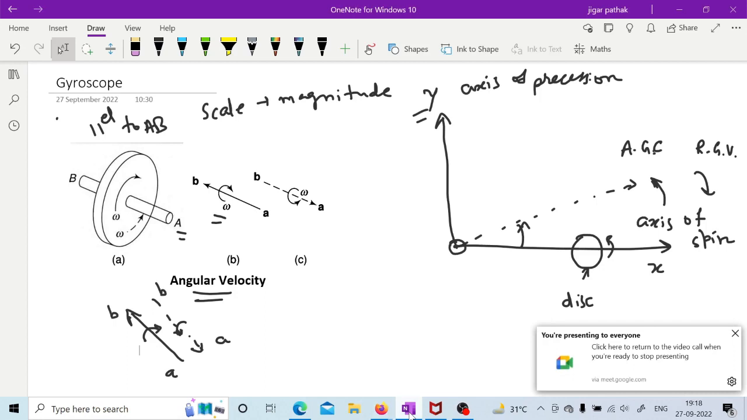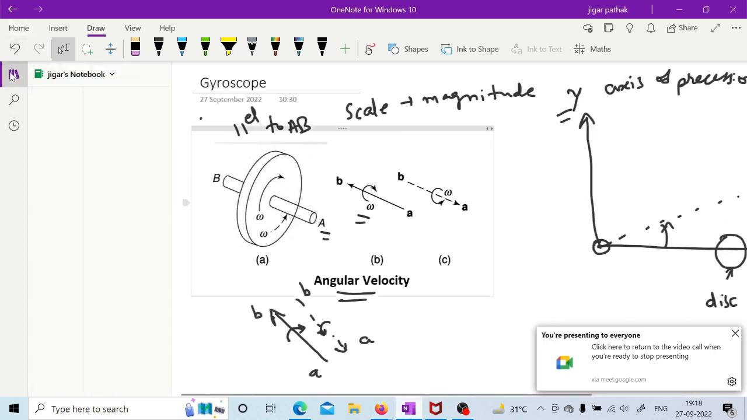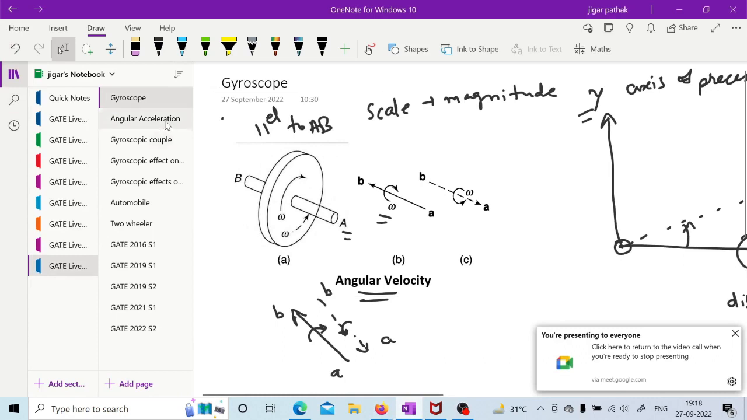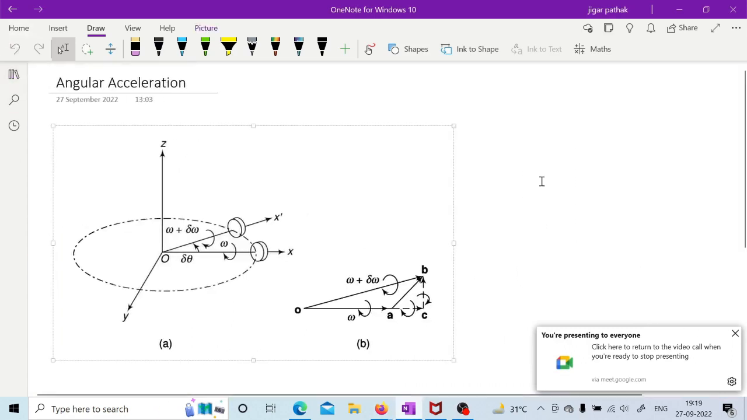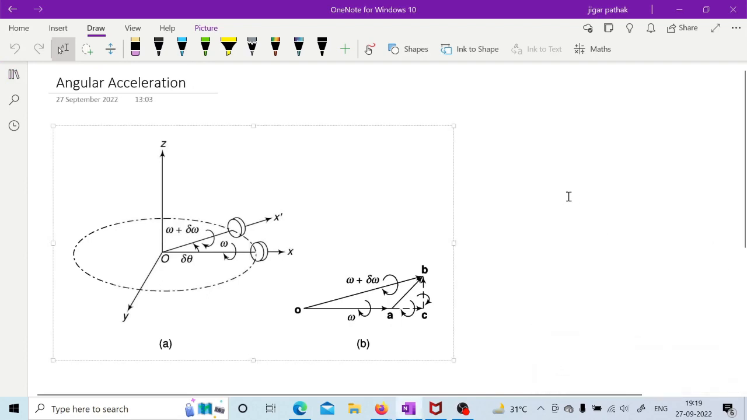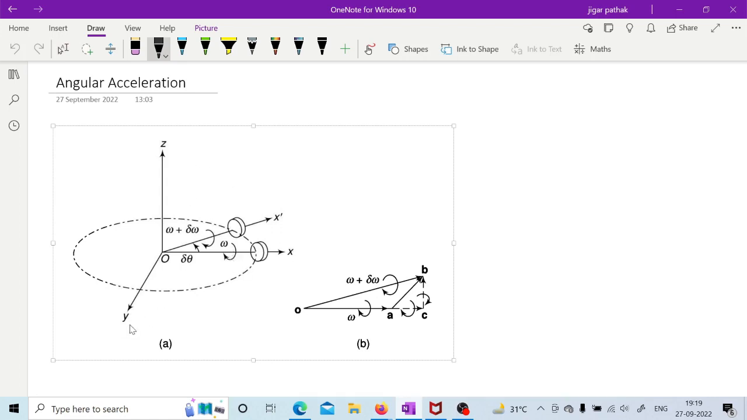Right, so this is how you are having your angular velocity. Once you are done with this angular velocity, then you can come to this angular acceleration. Now as we have seen, here this x, z and y have been mentioned. We have seen that x, y and z, whatever.